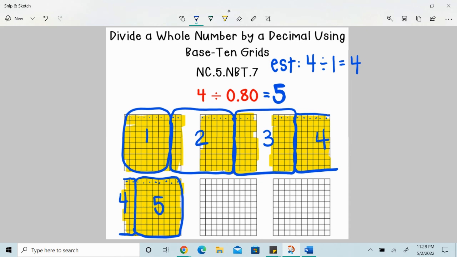This is reasonable for a couple of reasons. When we estimated, we knew that our answer would be around 4, but a little more than 4, and that's true about 5. Also, we know that our quotient should be larger than our dividend, since we were splitting our dividend into an amount that was less than 1 whole. We were finding groups of just 80 hundredths, so we're going to have more than just 4 groups of 80 hundredths in 4 wholes. So again, this is how we can divide a whole number by a decimal using base 10 grids.